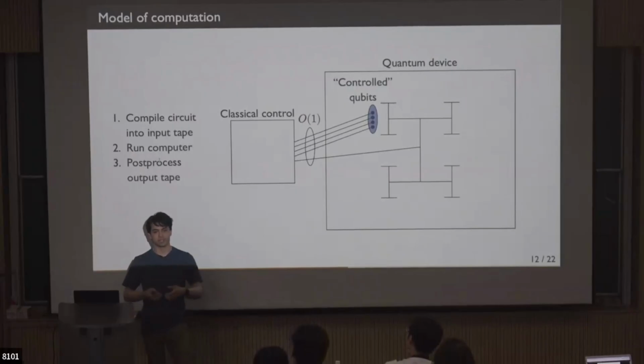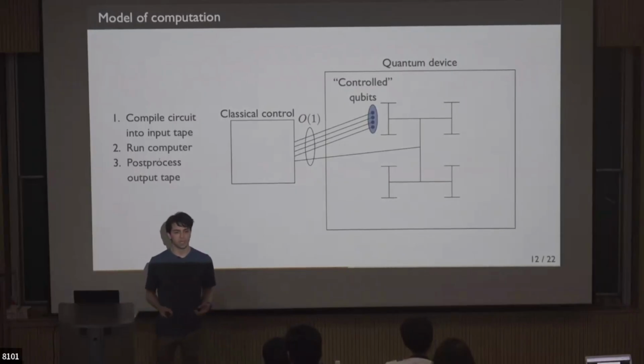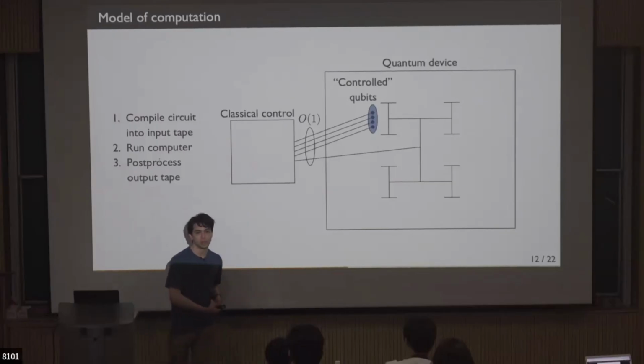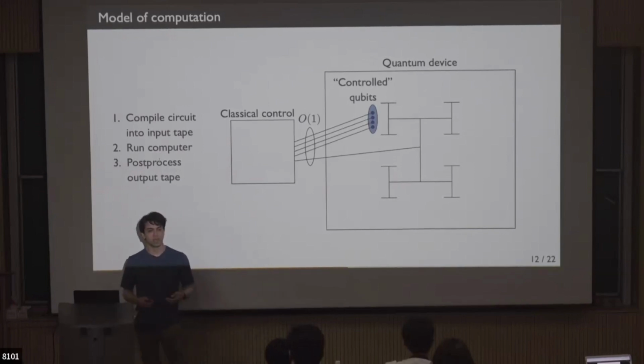The actual model is that the operator receives some description of the quantum circuit that they'd like to sample the output of, and they compile this into a string of instructions. Think of it as just a tape. Then they walk up to the quantum computer, feed the tape into it, and wait. The quantum computer produces an output tape. They take that output tape, post-process it, and produce the output. And all these steps are efficient.